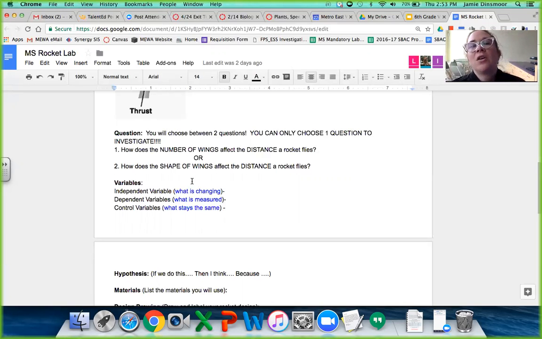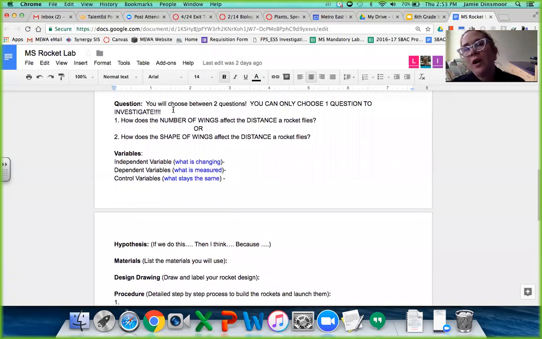You guys are going to get to pick from two different questions, which I'm showing you right here. You're going to be able to pick if you want to do how does the number of wings affect the distance a rocket flies, or you can do how does the shape of wings affect the distance a rocket flies. So for number of wings, you could pick all types of things. You could do 1 wing, 3 wings, 5 wings, 7 wings, 30 wings, right? Whatever you want to do. And you might even be thinking in your mind right now, like what rockets usually look like, right? Usually they have 3 wings, but is that really the best thing? We don't know.